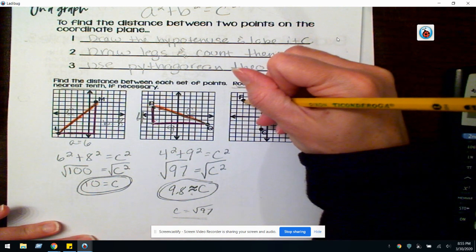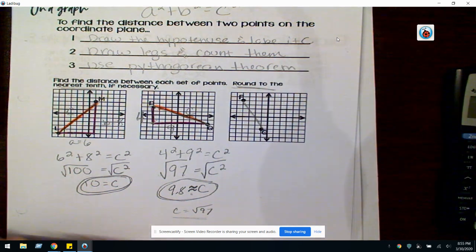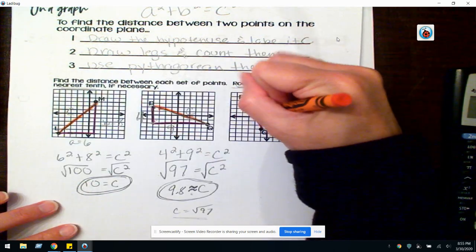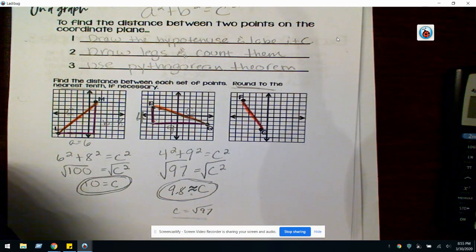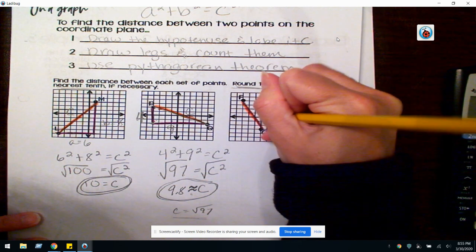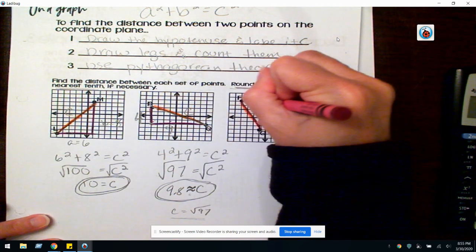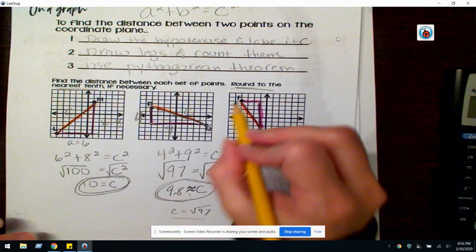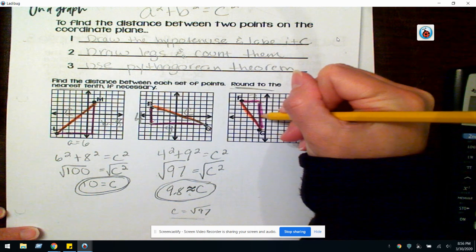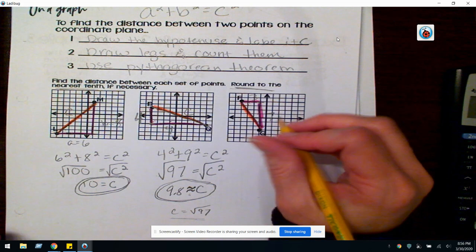Okay, again, back to this last one. I want to find the distance between F and G. So how long is this? This is going to be my hypotenuse. Okay, so let's make the right angle to get there. So here's my vertical, here's my horizontal, and I was using red for those. Count out your legs: 1, 2, 3, and then the other leg: 1, 2, 3, 4, 5, 6, 7. There's my two legs. So use my Pythagorean theorem.